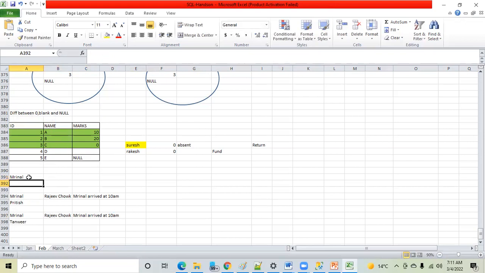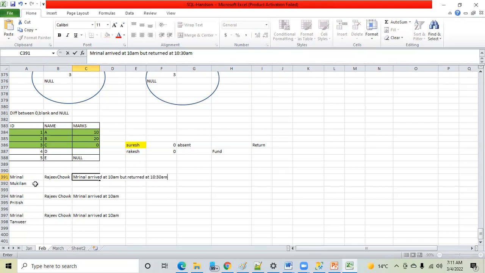Suppose Mrinal and, to whom should I take, Mrinal and Mukilan. Okay, they have agreed that they will meet at Rajiv Chowk. Mrinal arrived, returned at 10:30. Okay. Now tell me, is this statement clear cut or not?